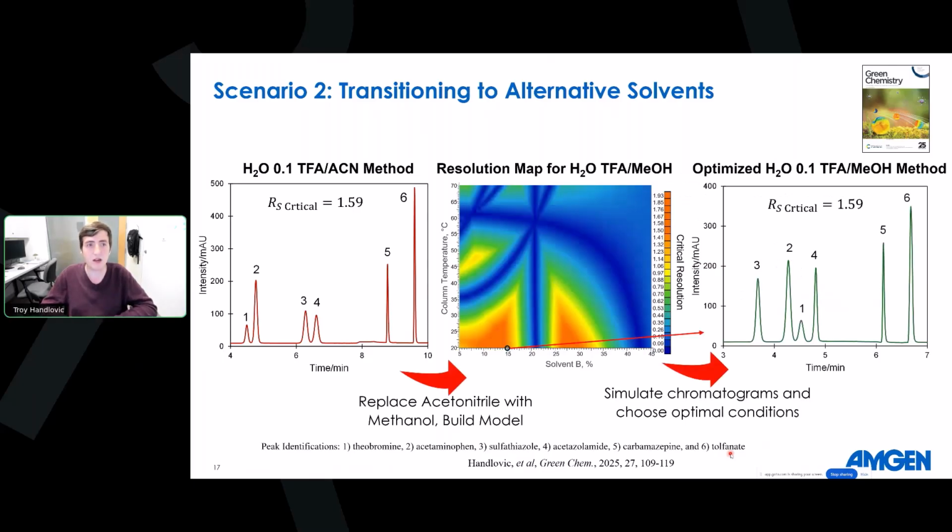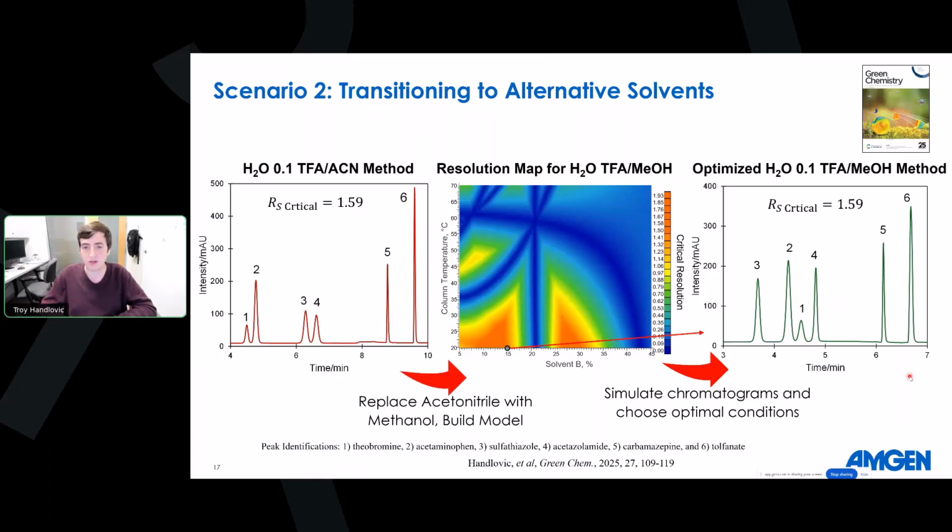So in this case, we chose these 6 analytes that are used to represent different reverse phase liquid chromatography retention mechanisms, and we replaced the acetonitrile with a greener methanol. We built a model, and we see that the in-silico model shows us 2 regions there at the bottom where there's resolution, and we were able to then replace the acetonitrile with methanol with the same critical resolution, 1.59, in a shorter time period, so that's also good for greenness.